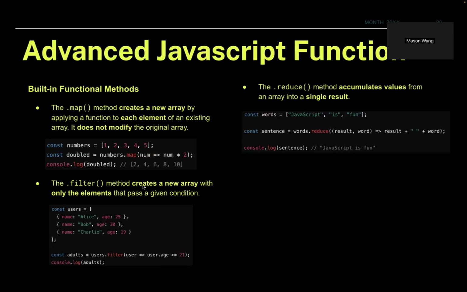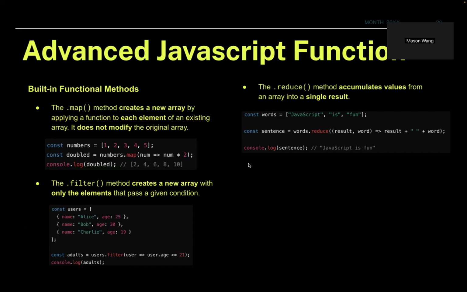The dot filter method is also very helpful. It can help you create an array with only the elements that pass a given condition. For example, here we have a users array of 3 different user objects. They each have their own name and age. If we use dot filter to filter out all the users with an age greater than or equal to 21, then you should see the adults array having 2 objects, Alice and Bob, because their ages fit the criteria.